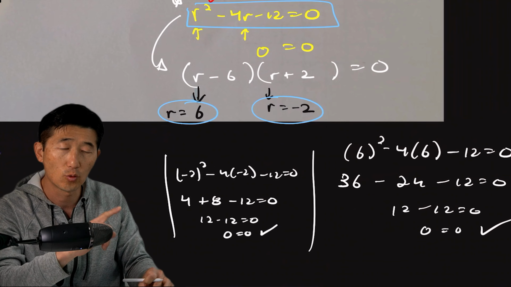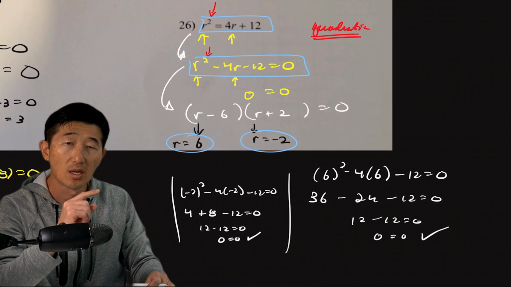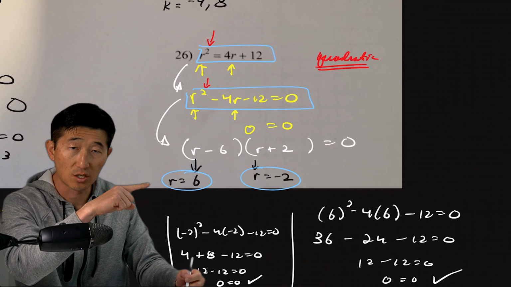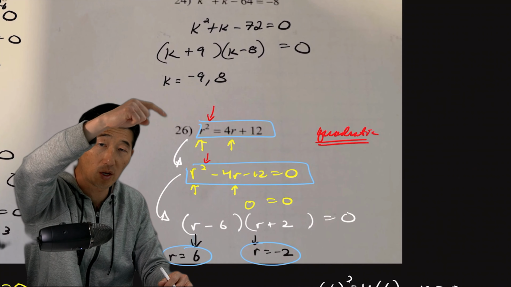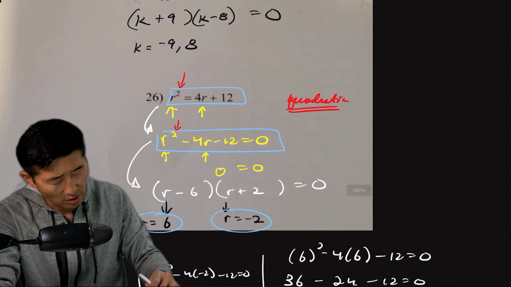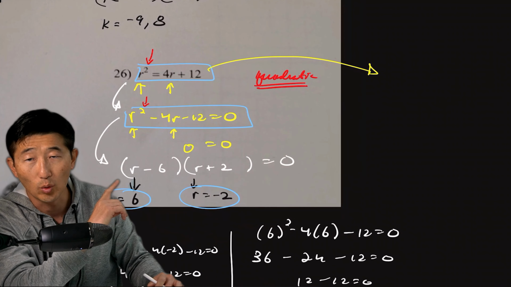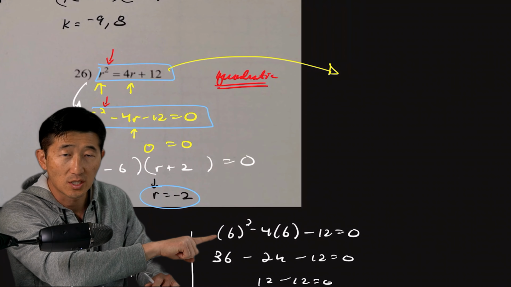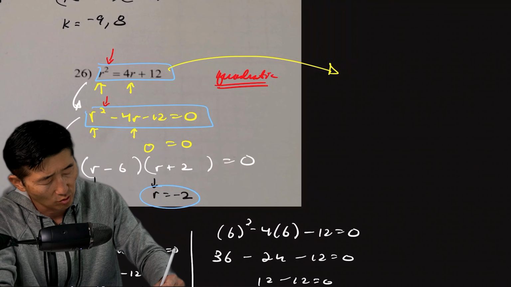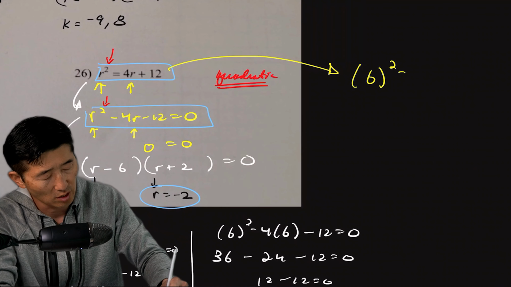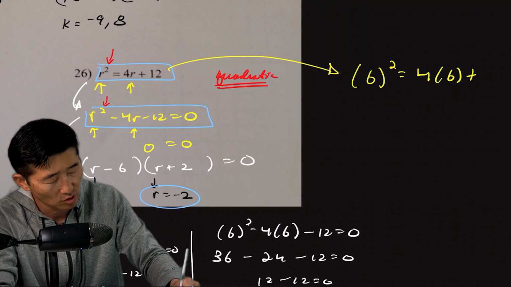But again, remember, do you remember what I told you in the beginning? The solution that we get here is going to work for the original format right over there. So if I plug it into this equation, I'll just do one, just as a demonstration. Number 6, okay? R equals 6. If you plug it in, you'll get 6 squared equals 4 times 6 plus 12.